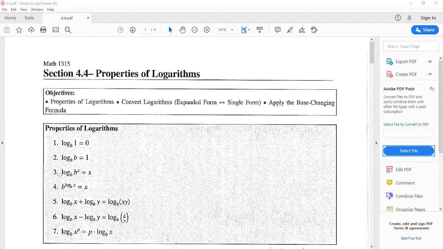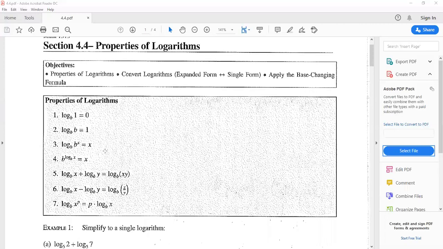Okay, and then the next two properties, as we discussed before, and we will discuss even further at length in section 4.5, are that log base b of b to the x is just x, and that b to the log base b of x is just x. These two properties together tell us that the exponential function b to the x and the logarithmic function log base b of x are inverse functions of one another.